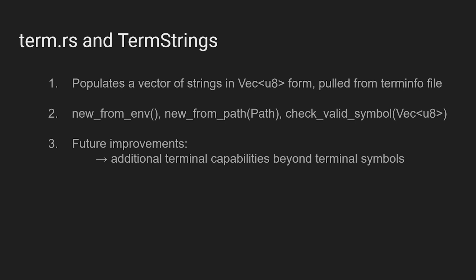The TermStrings struct uses the terminfo crate to load a terminfo file, either from the environment using new_from_env, or a specified path pointing to a terminfo file using new_from_path. From this, it strips out the numbers and booleans. With this vector of strings, check_valid_symbol can be used to determine if a given terminal symbol is valid or not. In the future, this project could expand to a more complete console capabilities tester by making use of the numeric and Boolean fields within the terminfo files.